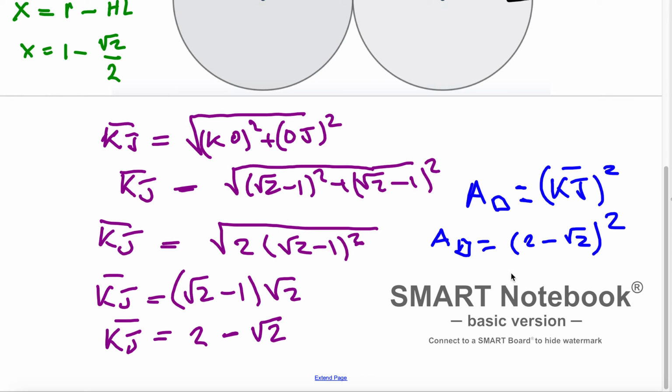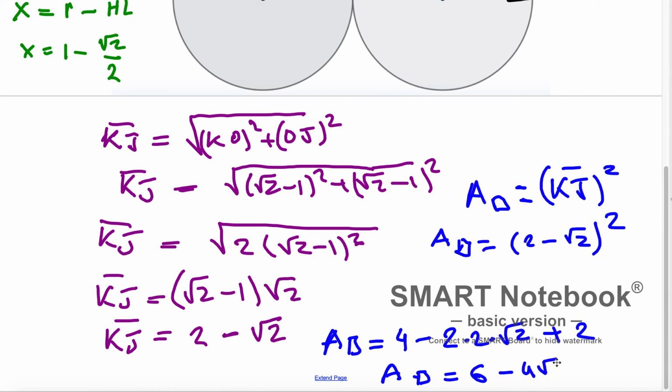If we are multiplying 2 minus square root of 2, or if we are using this binomial formula, we can find the blue area. So the first one is in square. 2 square is 4 minus 2 times the first one, 2 times square root of 2, plus the second one is going to be square, and square root of 2 square is just 2. If we are adding everything here, the area of the blue square is going to be 4 plus 2 is 6, and here 2 times 2 is 4 square root of 2.